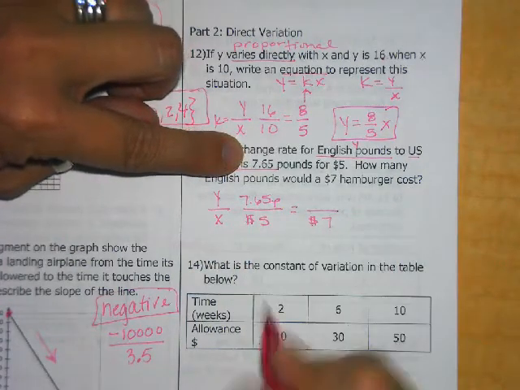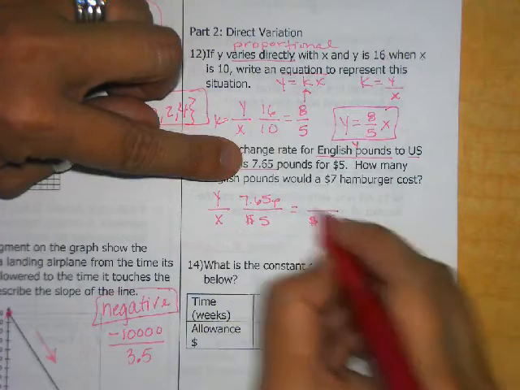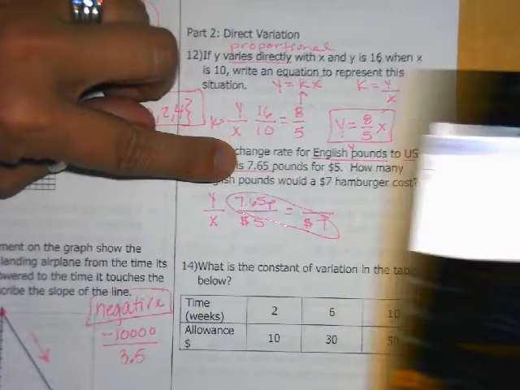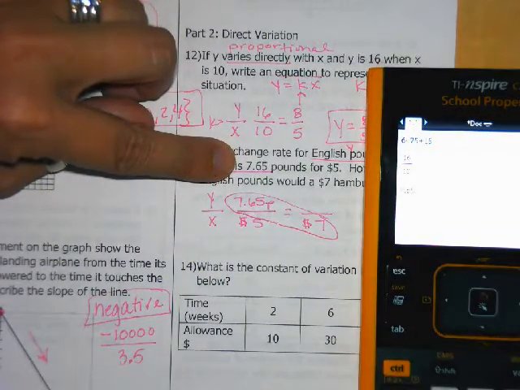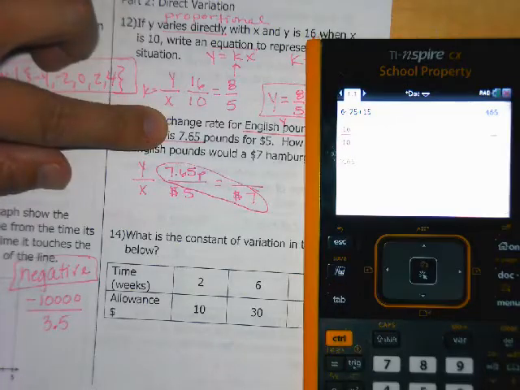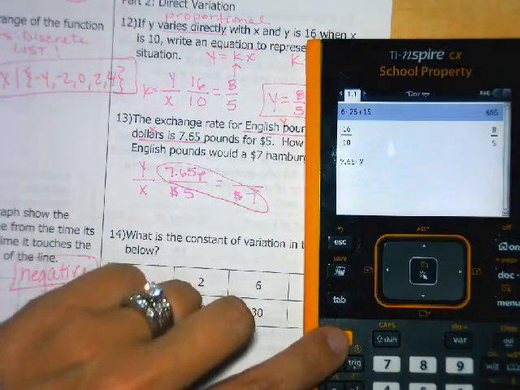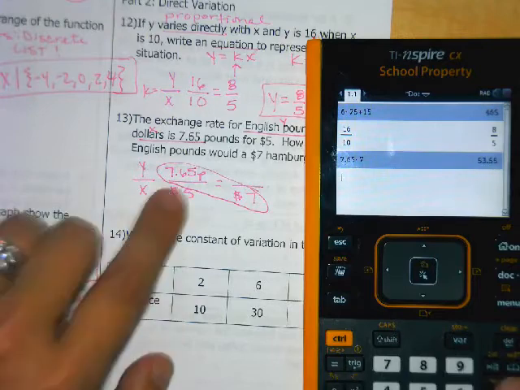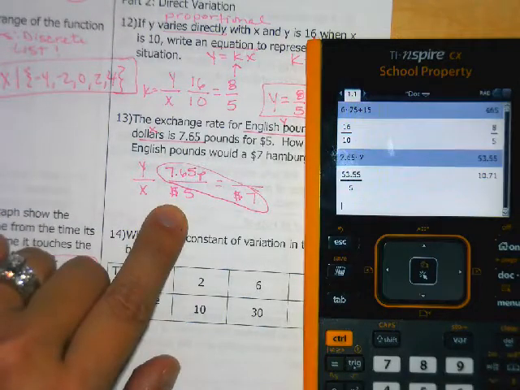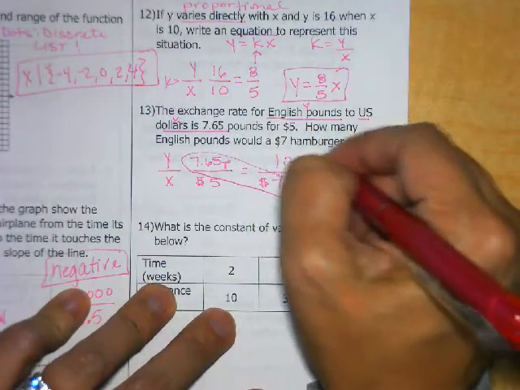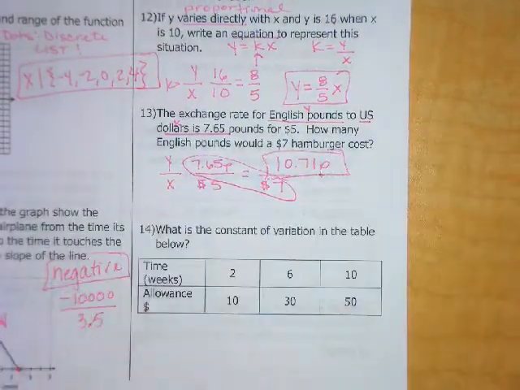Ladies and gentlemen, you can find that constant of variation, or you can think back to 7th grade. You can cross multiply, divide. 7.65, change that so you can see the calculator a little bit better, times 7, that did not work on me, technical difficulties. So 7.65 times 7 divided by 5 gives us $10.71, or not in dollars, pounds.